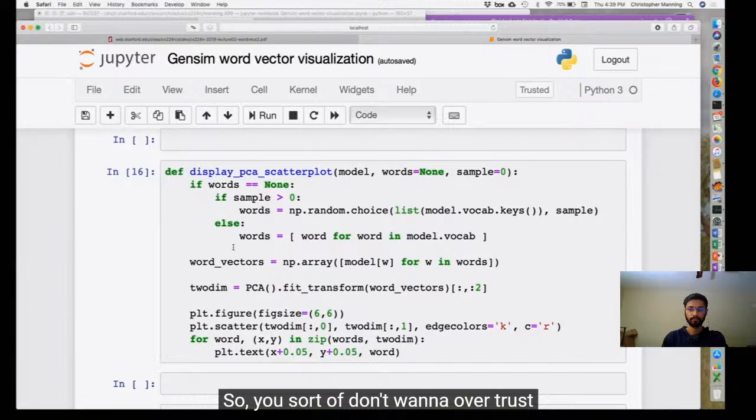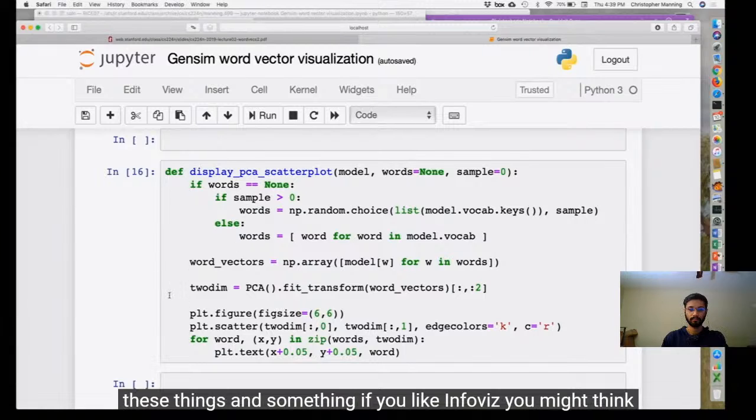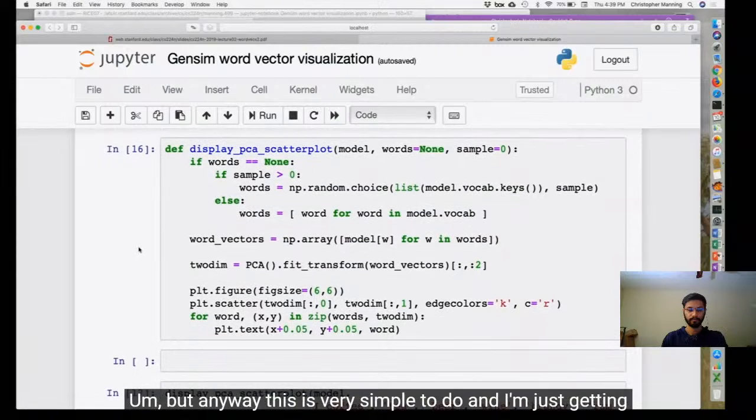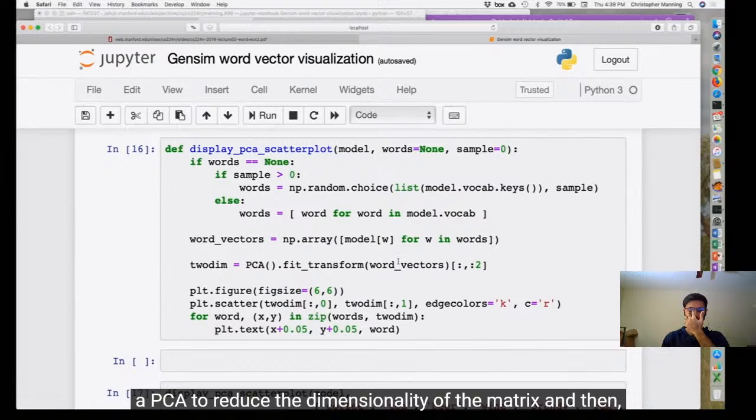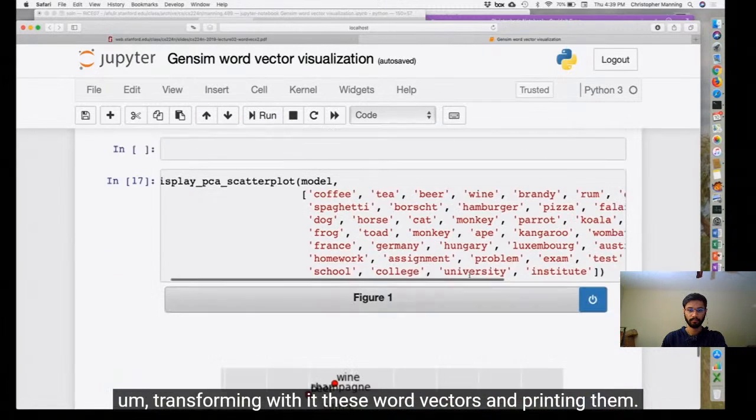So you don't want to over-trust these things, and something, if you like InfoVis, you might think about is how there are other ways that I might be able to represent the distances in a way that was more accurate. But anyway, this is very simple to do, right? I'm just getting a PCA to reduce the dimensionality of the matrix and then transforming with it these word vectors and printing them.